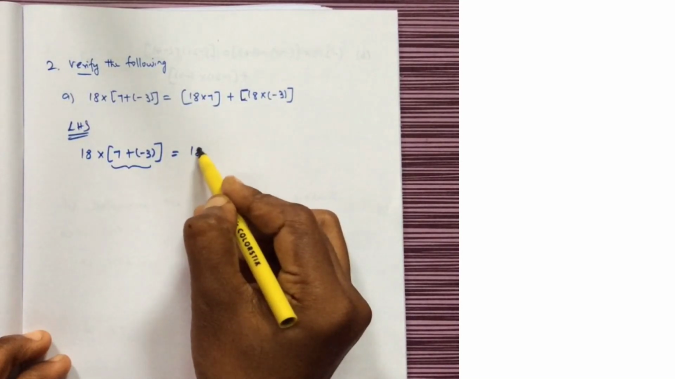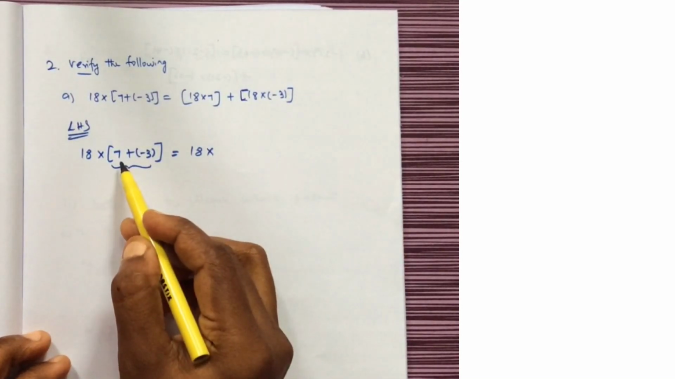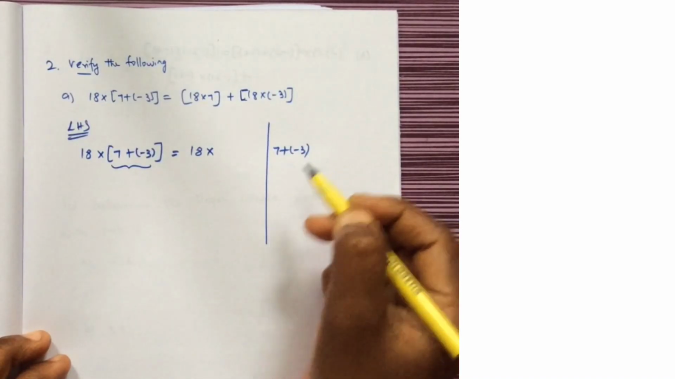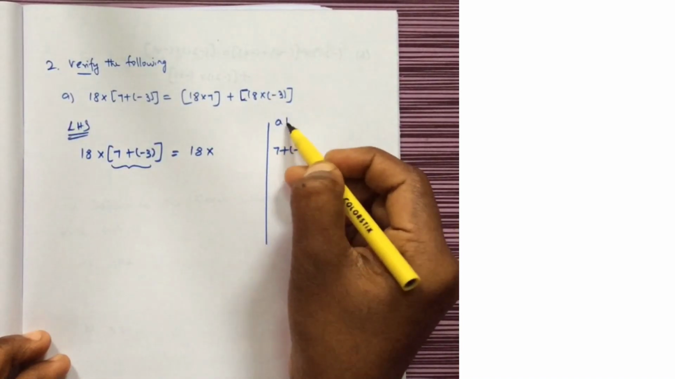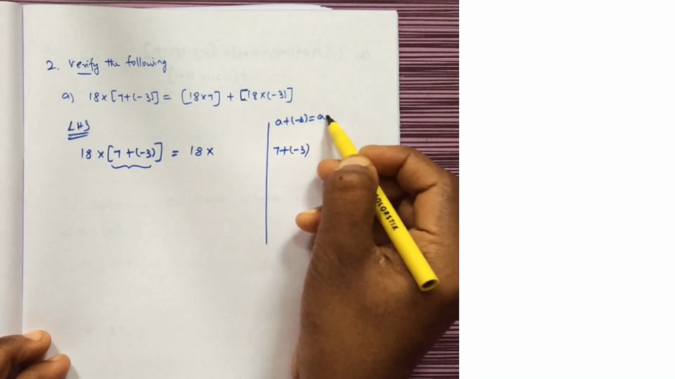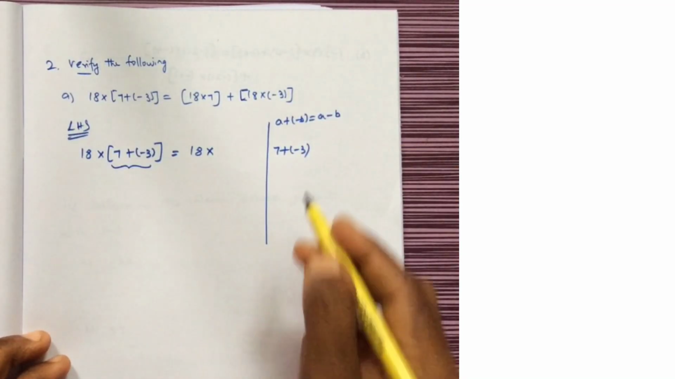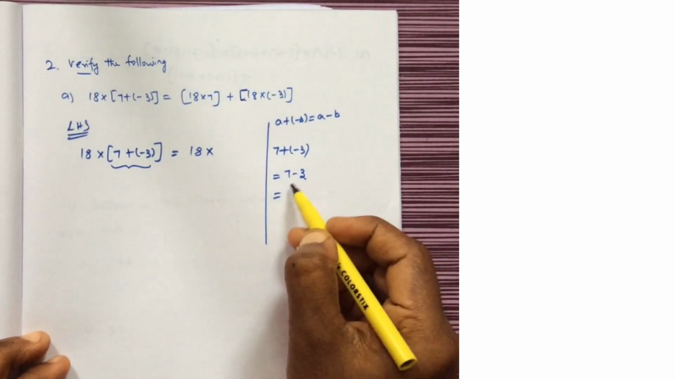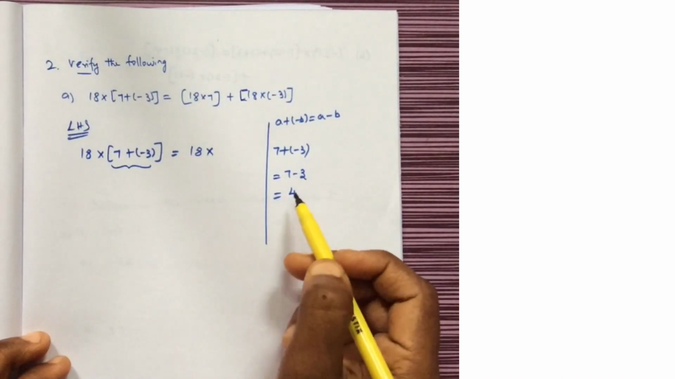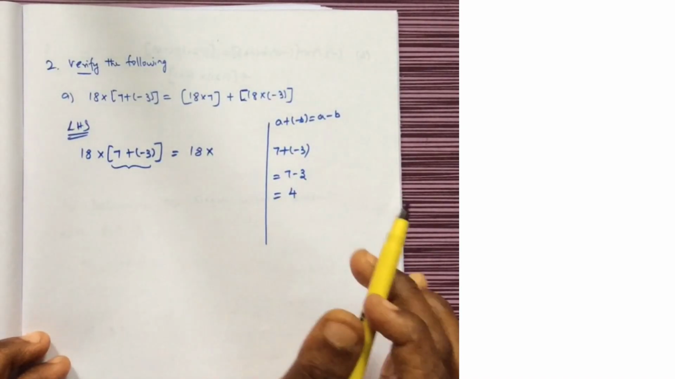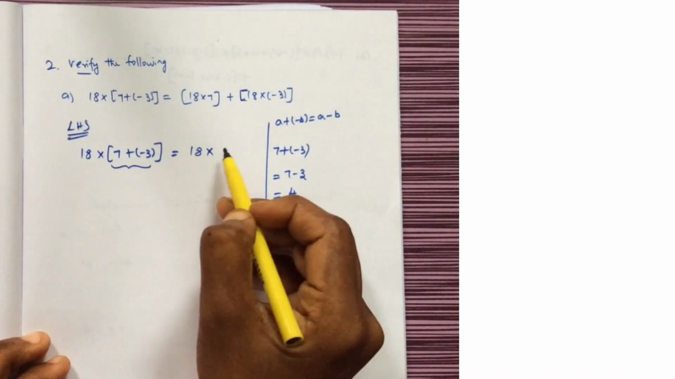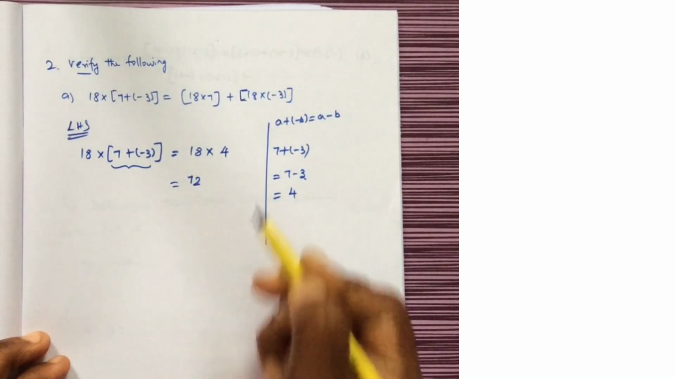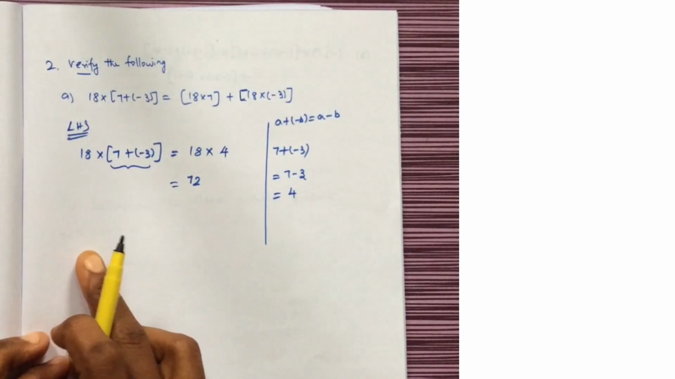So 18 multiplied by, what is 7 plus of minus 3? 7 plus of minus 3. Okay, we know that a plus of minus b is a minus b. So this is 7 minus 3. 7 minus 3 we know that is 4. Here the greater number sign is positive, so it is plus 4. So 7 plus of minus 3 is 4. So 18 multiplied by 4 is 72. Now the left hand side, the answer is 72.